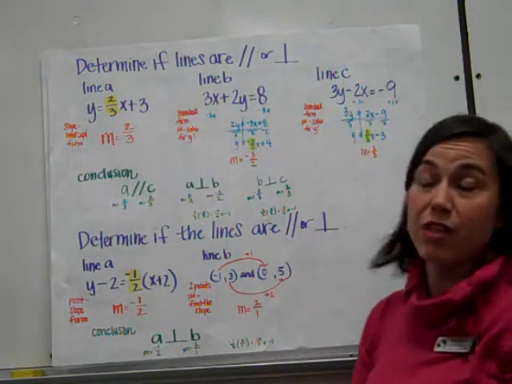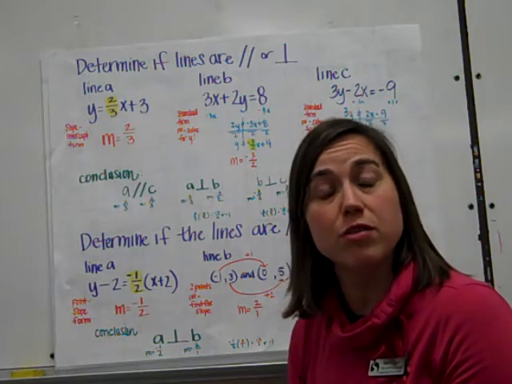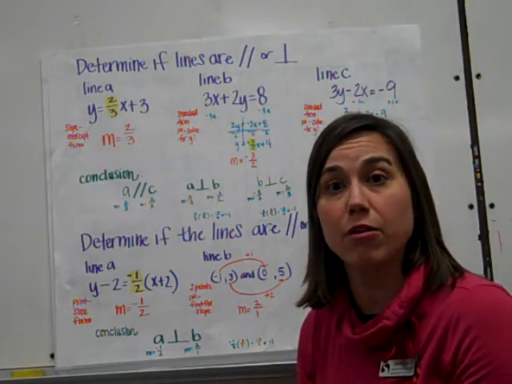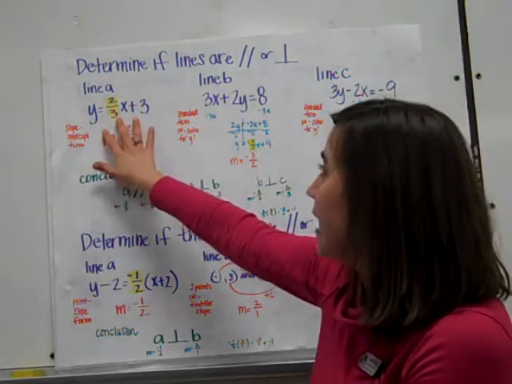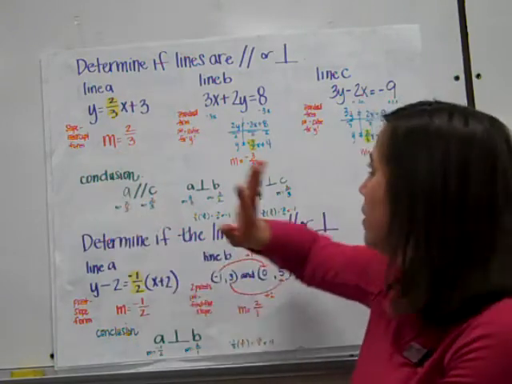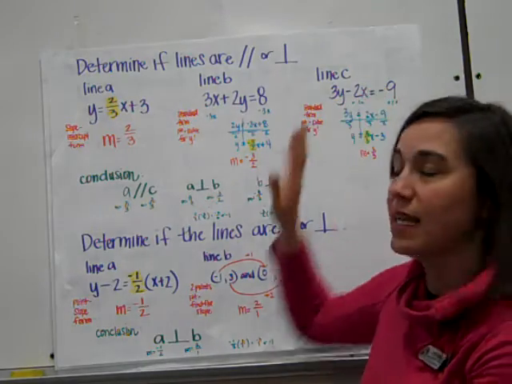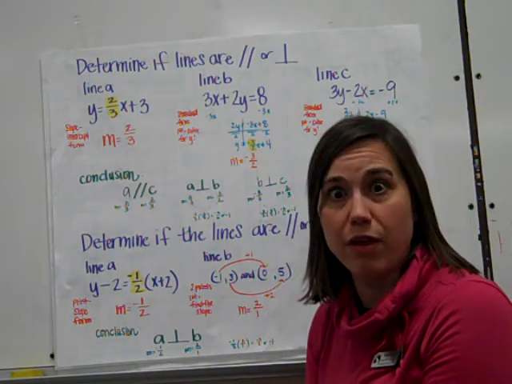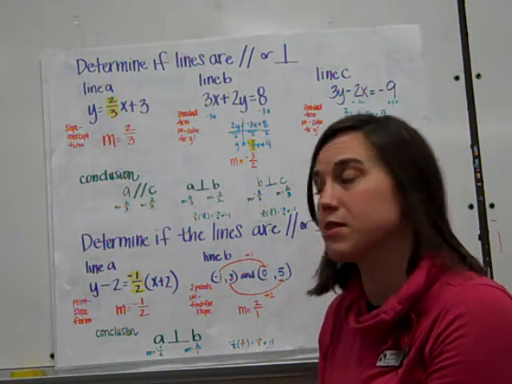As we identify if lines are parallel or perpendicular, we can do that with our slope, and we can do that even without graphing. So here, line A is what we call slope-intercept form. I can see the slope of 2/3. Line B and line C are in standard form, so I have to modify those, solve for y to be able to see the slope.